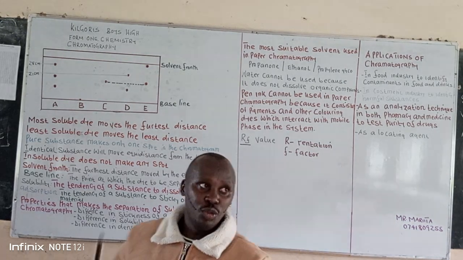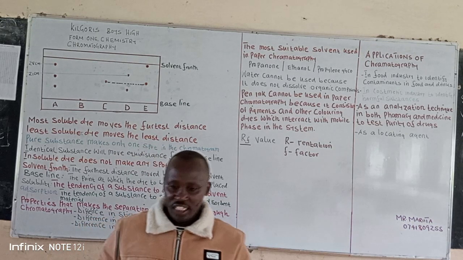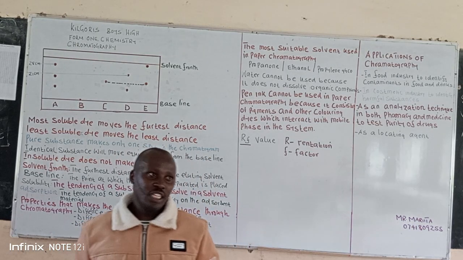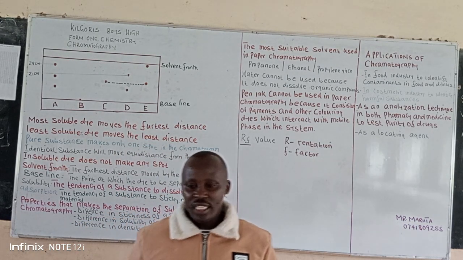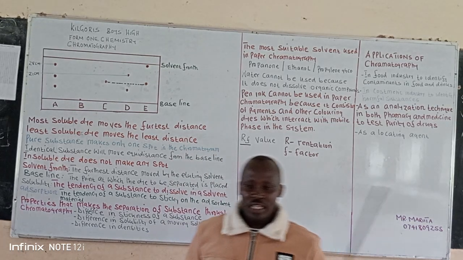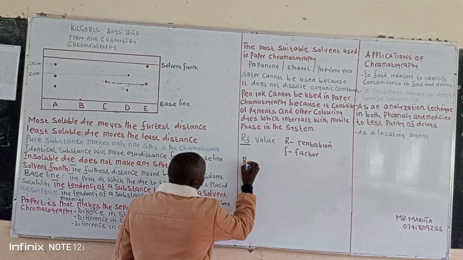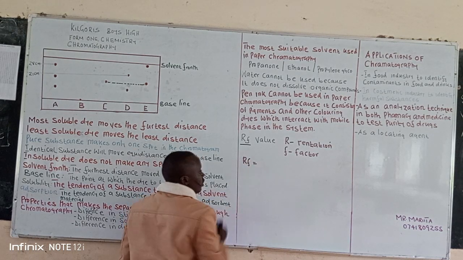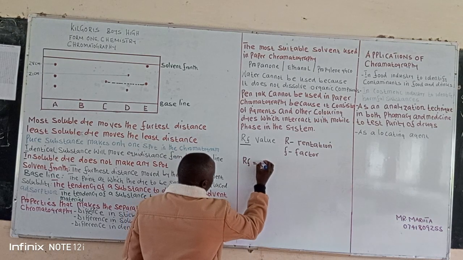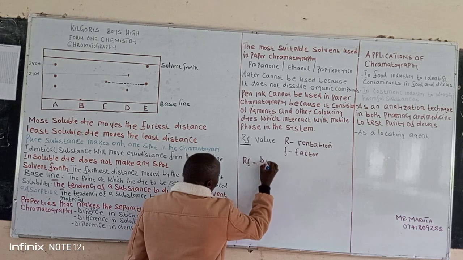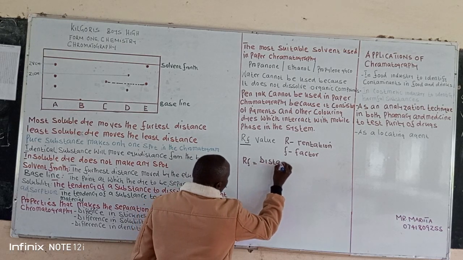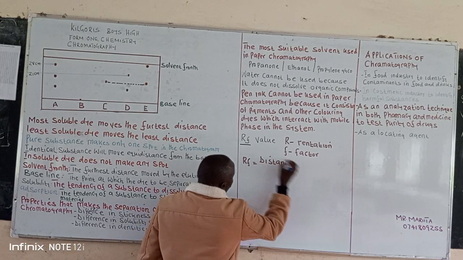How do you calculate the retention factor? The retention factor is normally calculated from the distance moved by the spot and the distance moved by the solvent. So we say that the retention factor is equivalent to the distance moved by the spot over the distance moved by the solvent. We have the distance moved.